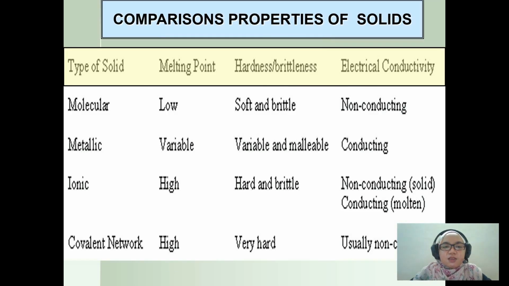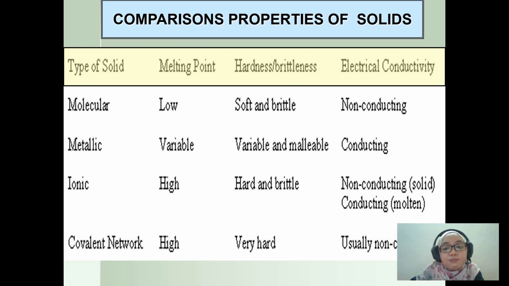Okay. So now we are going to compare the properties of solid, okay, between molecular, metallic, ionic and covalent network. So molecular covalent solid, dia ada low melting point, dia soft and brittle and dia cannot conduct electric and heat. Okay. So metallic solid, melting point dia varies, dia boleh ada low to high and dia malleable and dia conduct heat and electric.